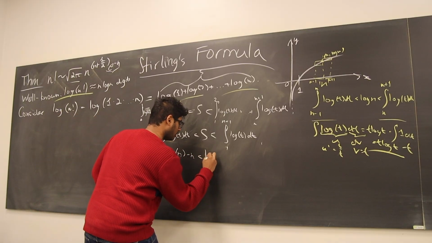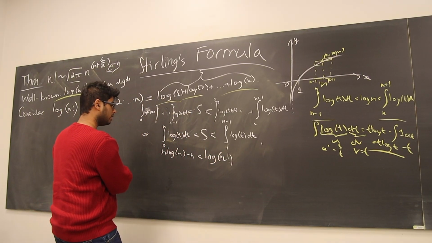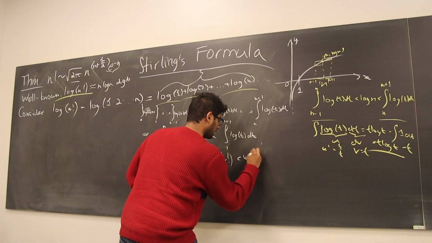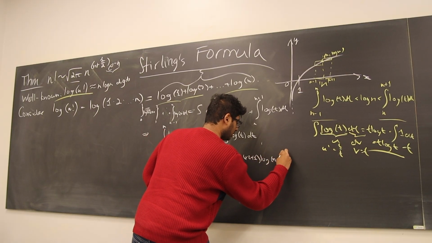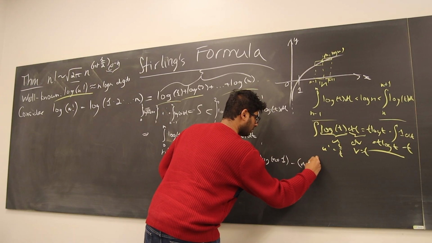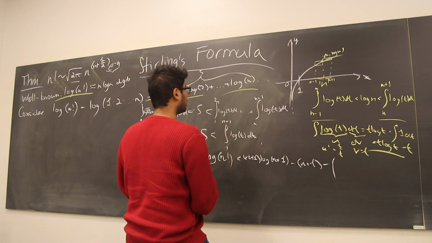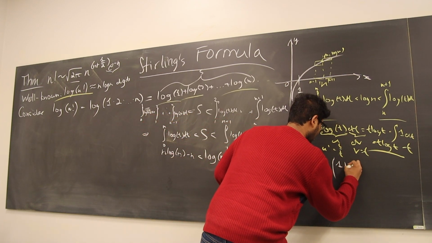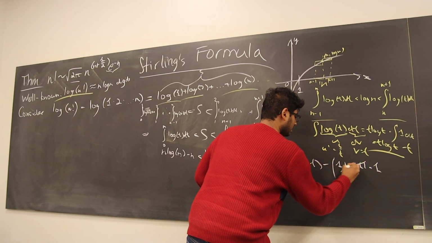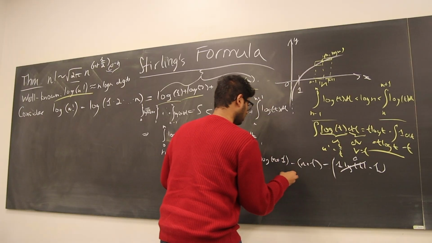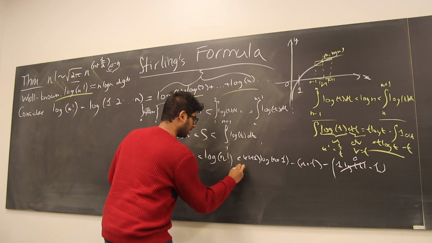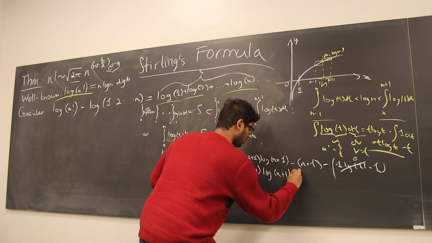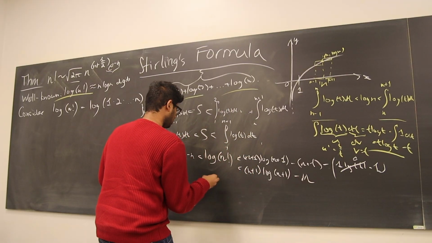We started with log n factorial, and that is less than n plus 1 times log of n plus 1, minus n plus 1, and then all of this minus 1 log 1 minus 1. So 1 log 1 is just 0, and then 1 log 1 minus 1 gives minus 1, which becomes plus 1. So this is just, I'm going to write it again: n plus 1 log n plus 1, all minus n. And that's in between.